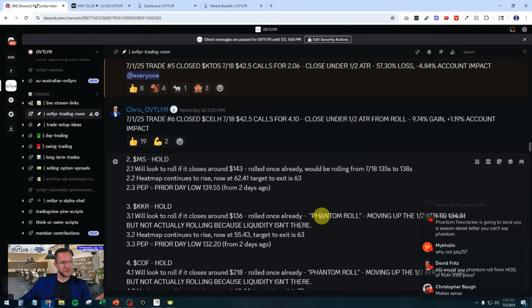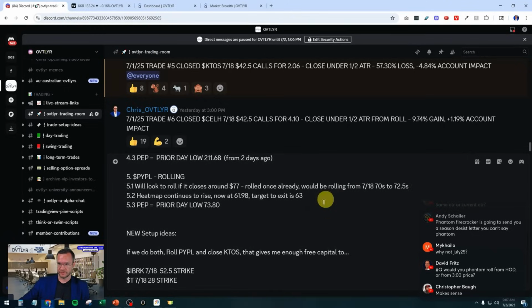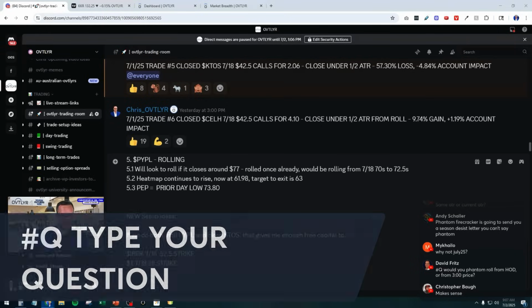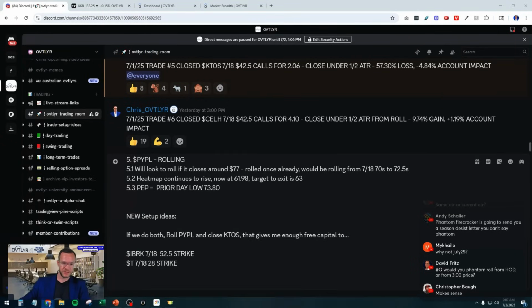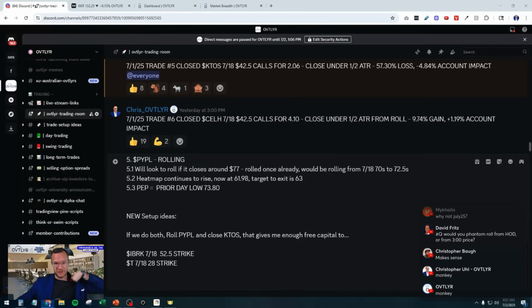Okay, does that make sense? These are the trades that I will make going down. It's basically either roll or close. That's it. Do you have any questions before we move on to the next new setup ideas? Put a hashtag Q in the chat with your question. If you understand the plan, type monkey in the chat. I would love to answer your questions as we go.